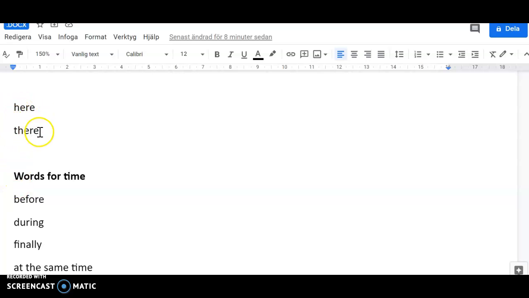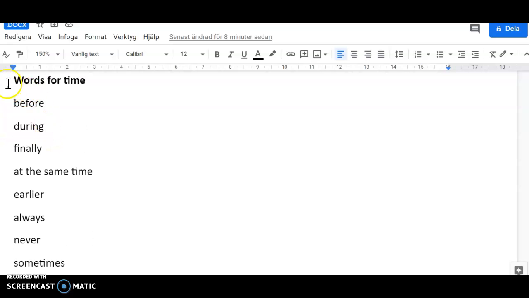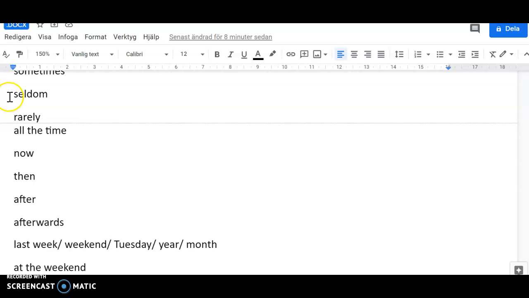Here, there. Words for place. Det här är platsord. Words for time. Before, during, finally, at the same time. Earlier, always, never, sometimes. Seldom, rarely, all the time. Now, then, after, afterwards, last week, weekend, last Tuesday, last year, last month.